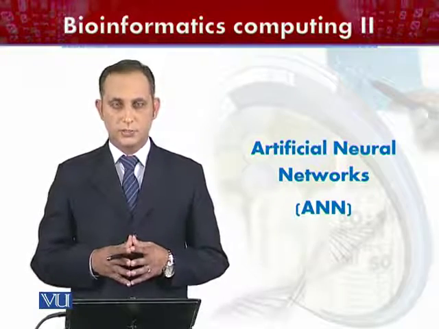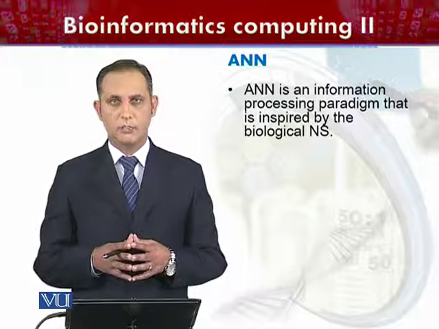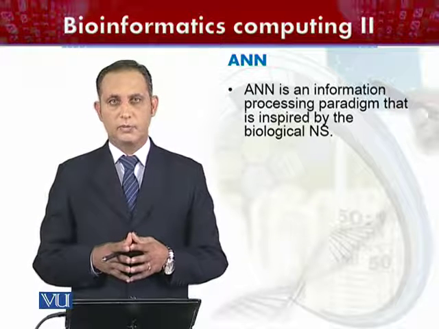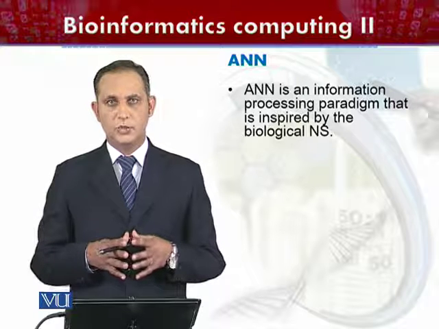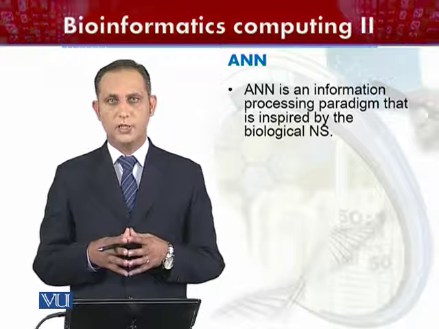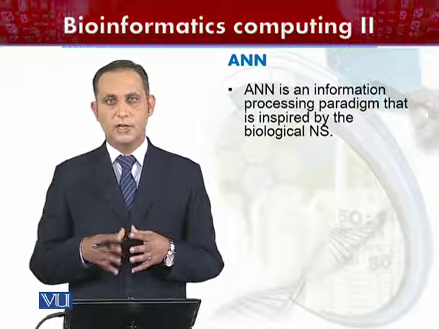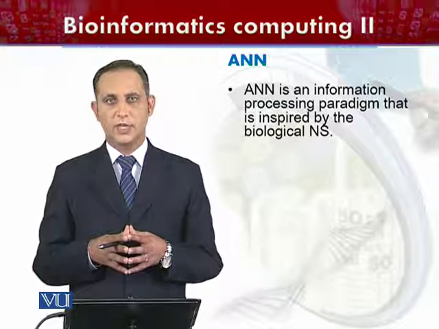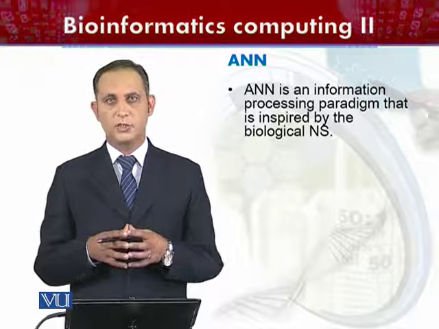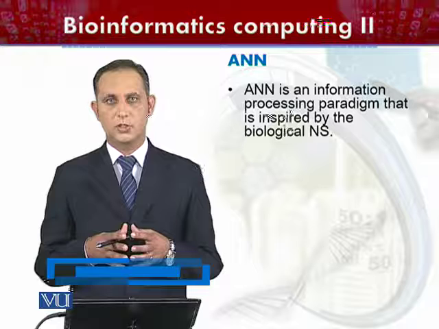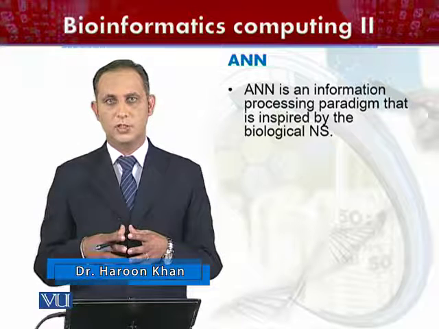Artificial neural networks. This is an information processing paradigm which is inspired by biological neural network systems. Biological neural networks, which are found in the human body or in any living organism's body, have an amazing design. They have the ability to process information, to integrate the information, and to show a response against a certain stimulus. So we can say that they have the ability to solve different types of problems in different scenarios.